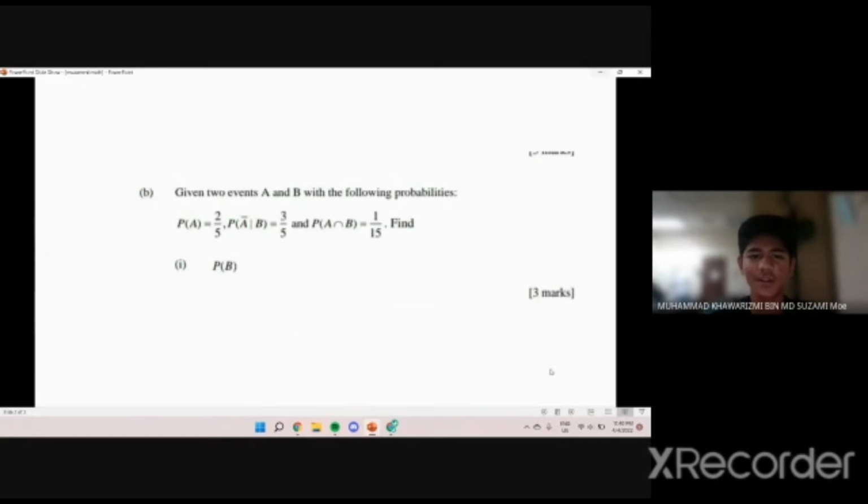Hello everyone, my name is Muzamil, and now I will explain question B1. Given two events A and B with the following probabilities. Probability A equal to 2/5. Probability of A given B equal to 3/5, and probability A intersect with B equal to 1/15. So it wants us to find the probability B.